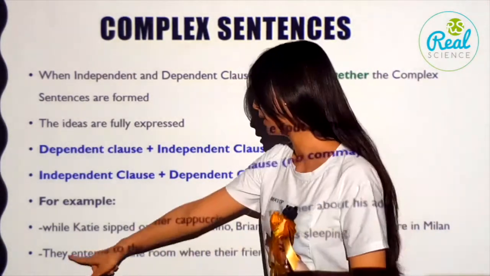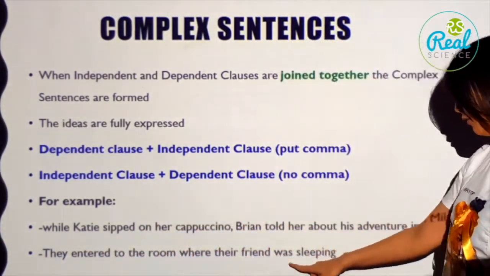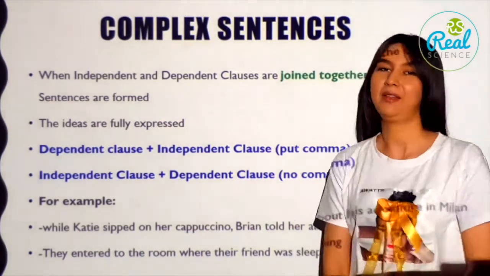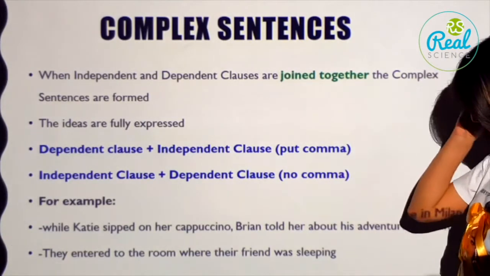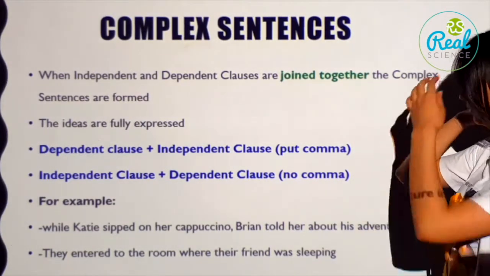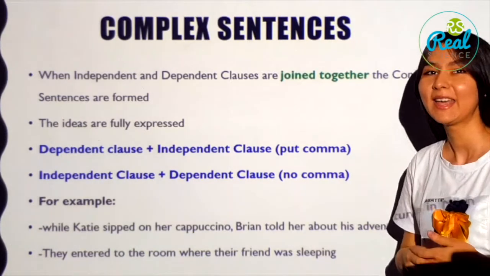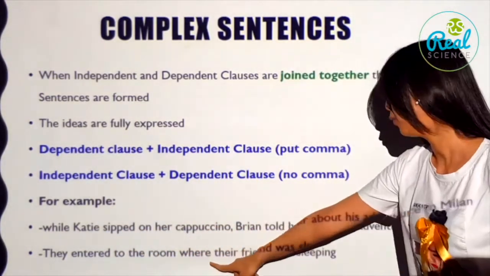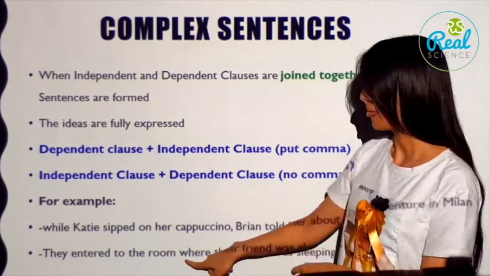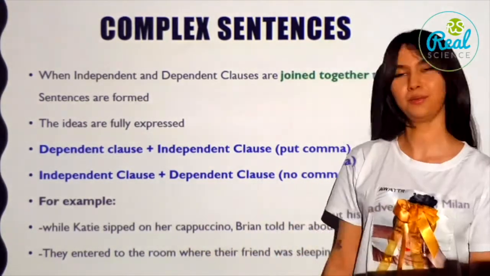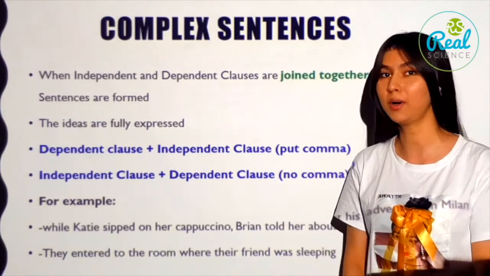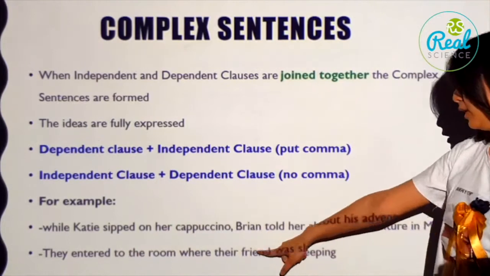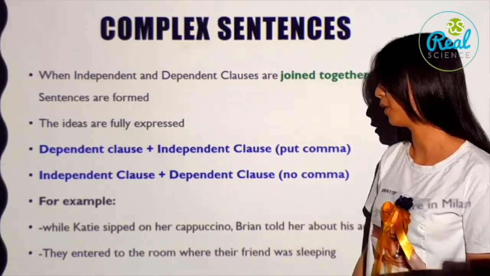Okay. The next one. Look at the second example. "They entered the room where their friend was sleeping." So here, which one is independent? Which one is dependent? The first one, "they entered the room", is the independent clause. "Where their friend was sleeping" is the dependent clause. And here you cannot see a comma. Yes, we didn't put a comma here. Why? Because from the formula, you can see the first one is independent, the second one is dependent. That's why there is no comma.